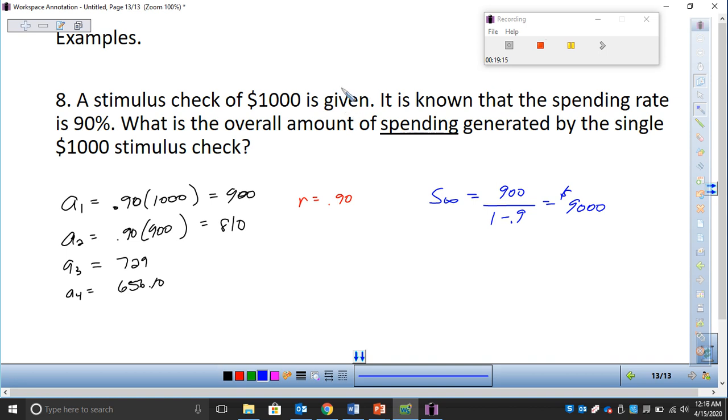So the government gives one person $1,000, and that's going to generate $9,000 worth of spending. Again, the goal is to boost the economy in some way. So that is section 8.3 continued. Let me know, email me, or reach out to me in some way if you have questions on any of that.